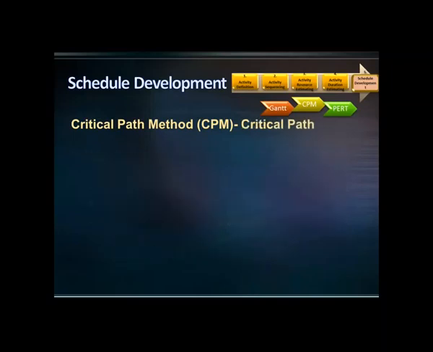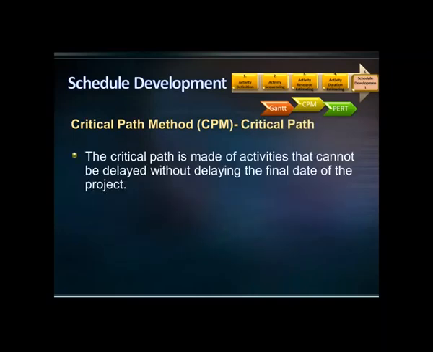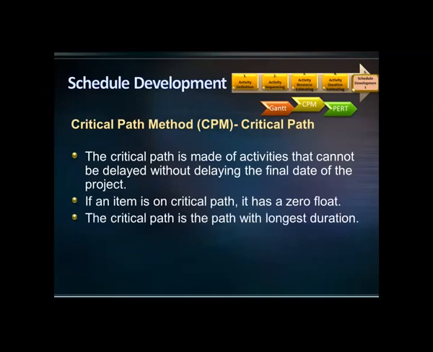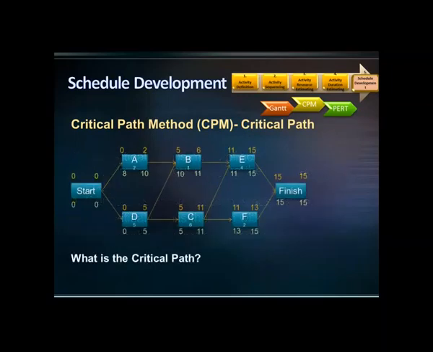What is a critical path? The critical path is the path of activities that cannot be delayed without delaying the final date of the project. When an item is on the critical path, it has 0 float. The critical path is the path with the longest duration, and it is possible to have more than one critical path. In the example that we did the forward and backward pass, what is the critical path?